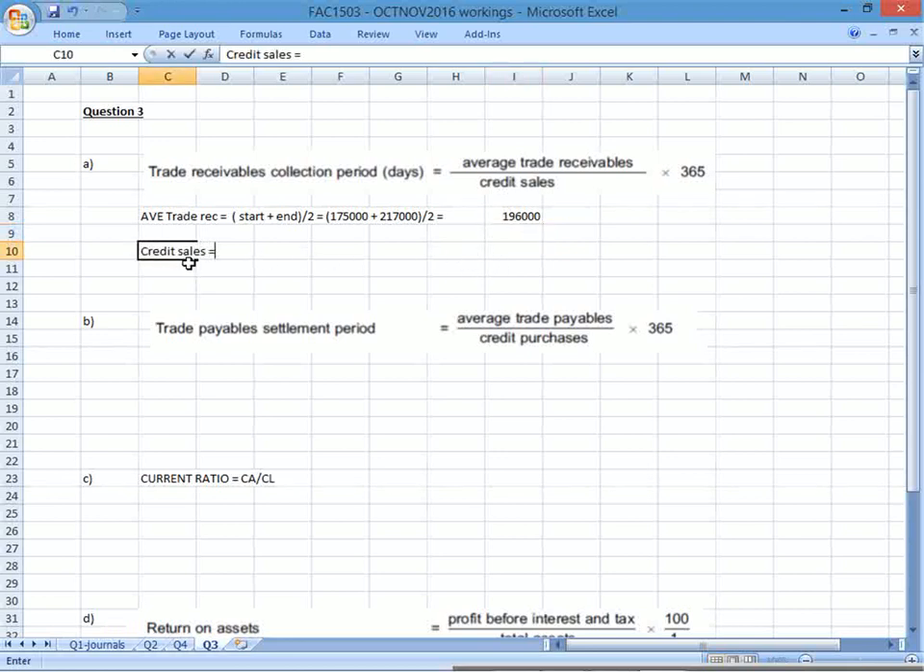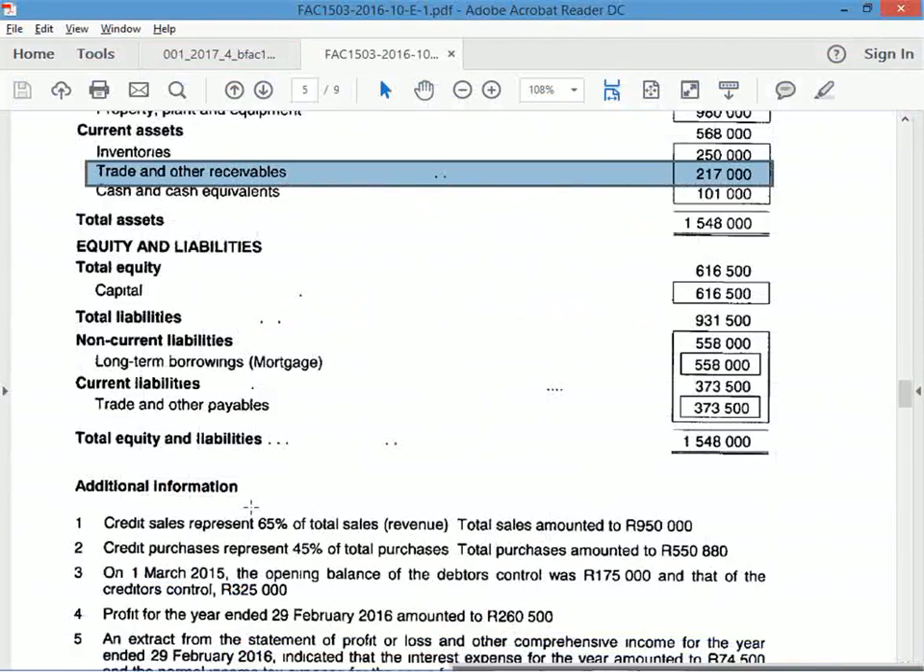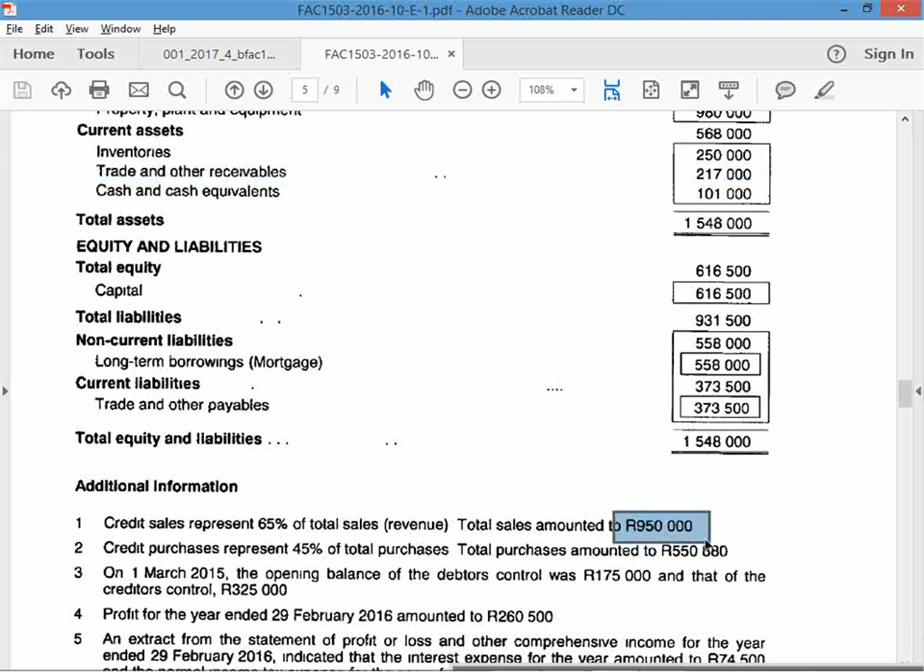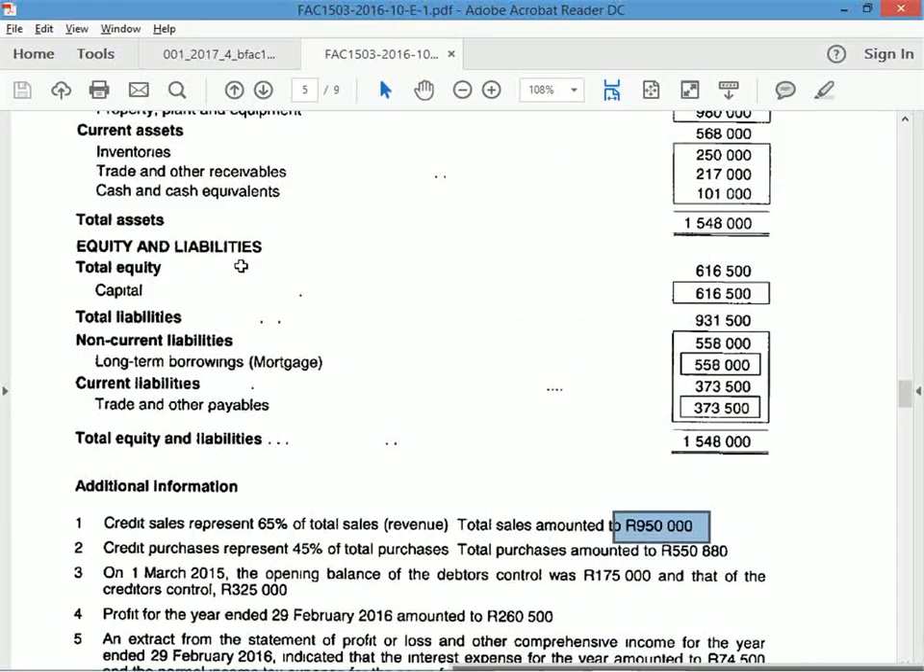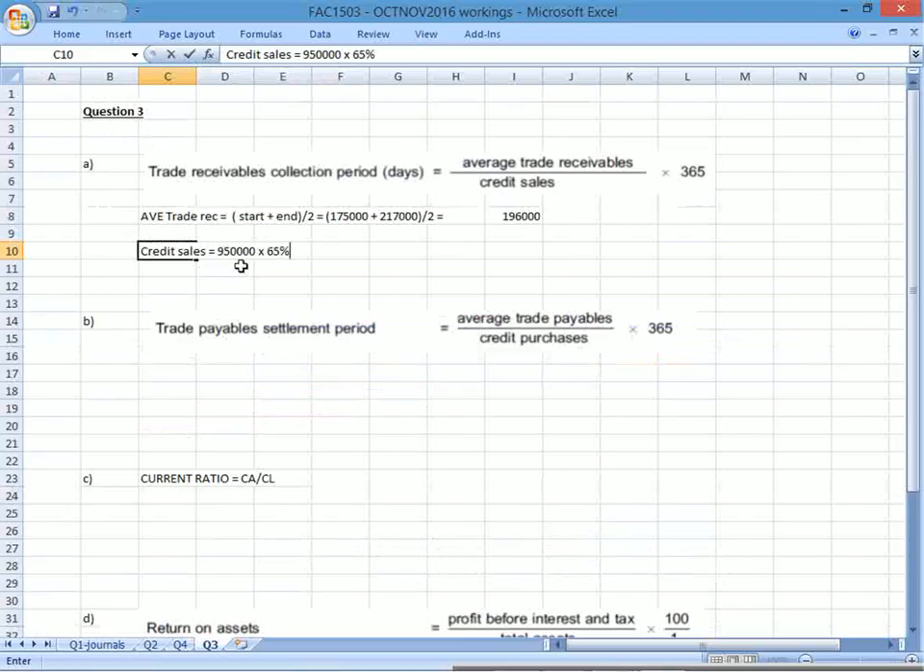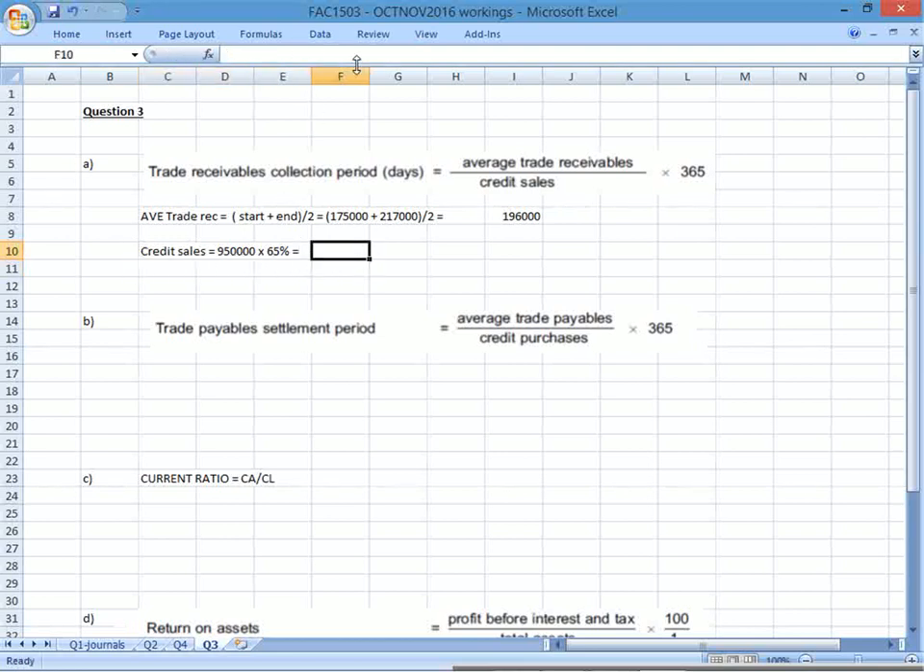Credit sales equals. I need my credit sales. Do you agree? What did the question say about credit sales? Here it is. 65% of total sales are credit sales. What am I going to do? Just take 65% of that. Does that make sense? Okay. So 950,000 times, what is the percentage? 65% equals, let's check. Equals 617,500. There's my credit sales.